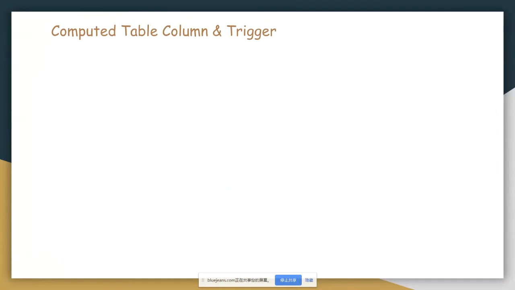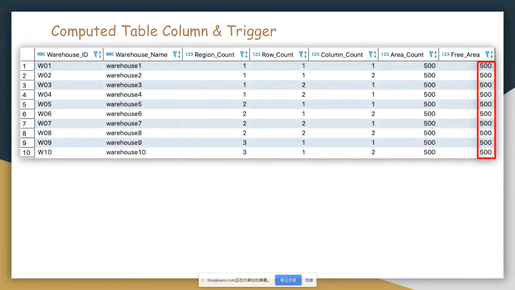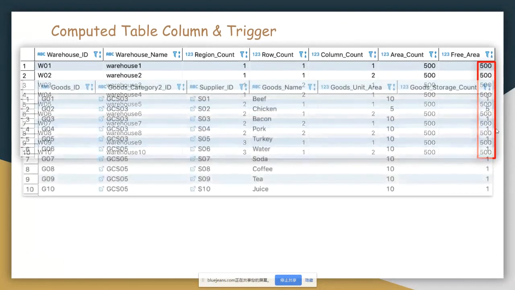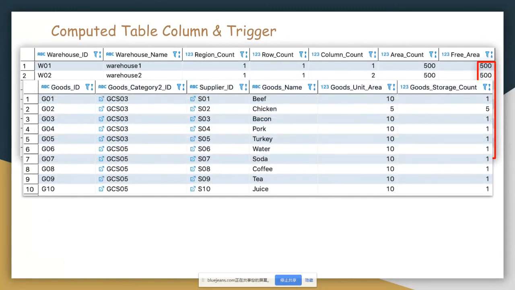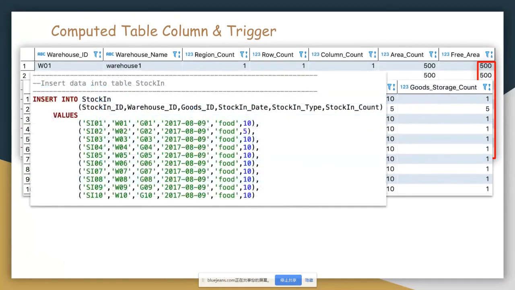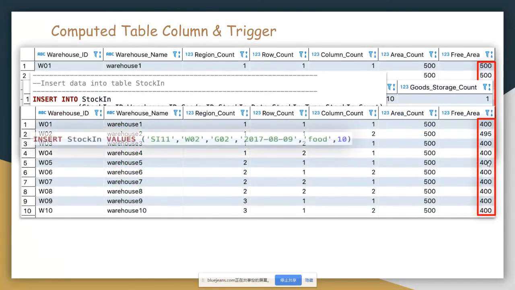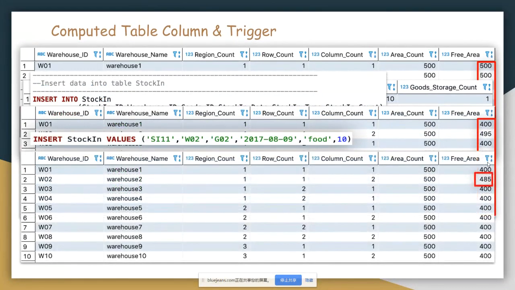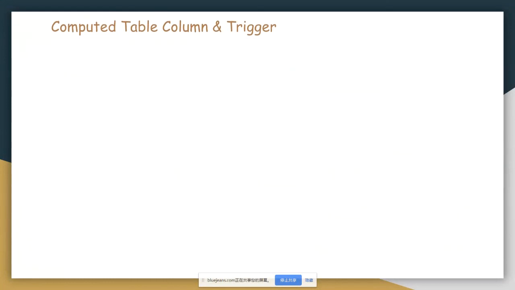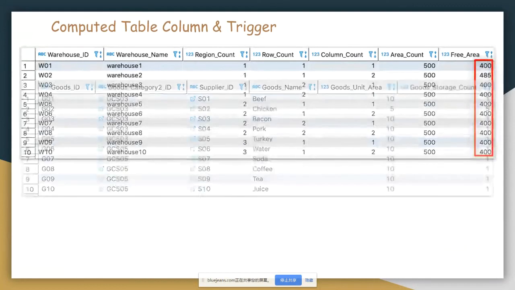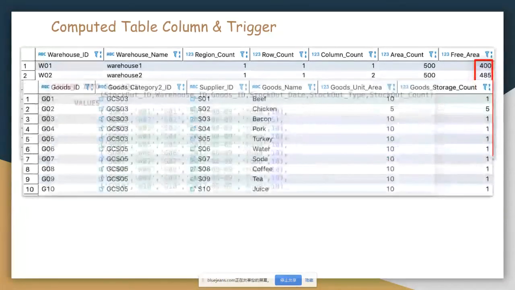So let's test this. First, we have 10 empty warehouses. We see the free area of the warehouse. And then we insert some values into the stock-in table. Here we inserted it, and we could see the free area has changed. Here's another test. We could see the value is also changed. Then we do the same thing to the stock-out table, and here's the result. Free area has changed and changed.